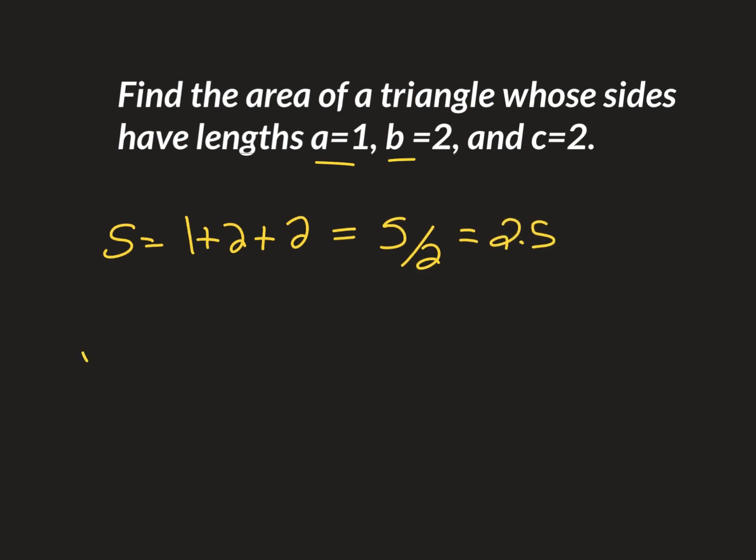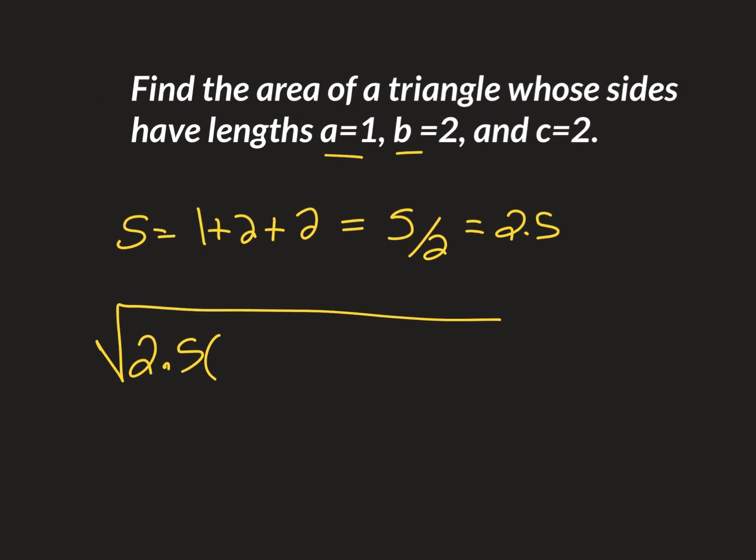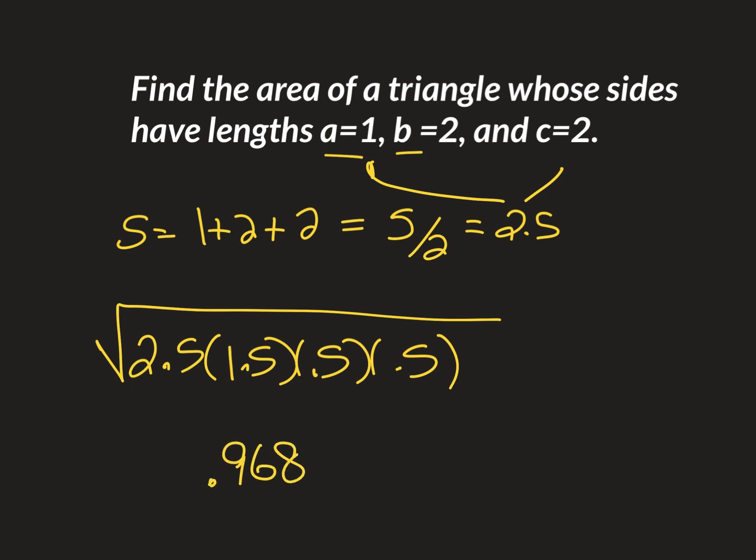So to find the area, I'm going to do a big square root. Semi-perimeter comes first. Then you do semi-perimeter minus each side. So 2.5 minus 1 is 1.5. 2.5 minus 2 is 0.5. 2.5 minus 2, also 0.5. I'm just going to take my calculator, make a big square root, and punch all those in: 2.5 times 1.5 times 0.5 times 0.5. Hit enter. The area of that triangle will be 0.968.